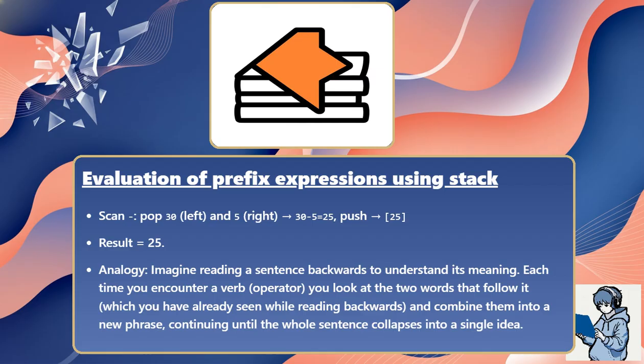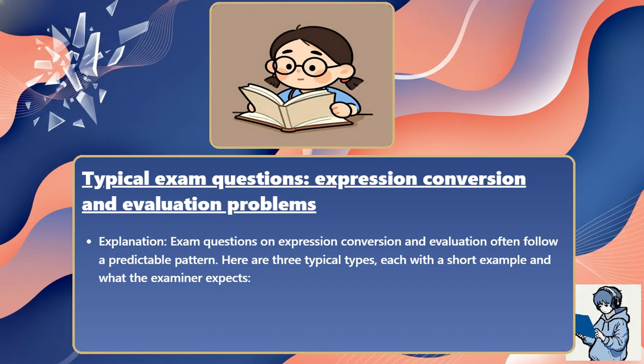Each time you encounter a verb, which is an operator, you look at the 2 words that follow it, which you have already seen while reading backwards, and combine them into a new phrase, continuing until the whole sentence collapses into a single idea. Explanation: exam questions on expression conversion and evaluation often follow a predictable pattern. Here are 3 typical types, each with a short example and what the examiner expects.